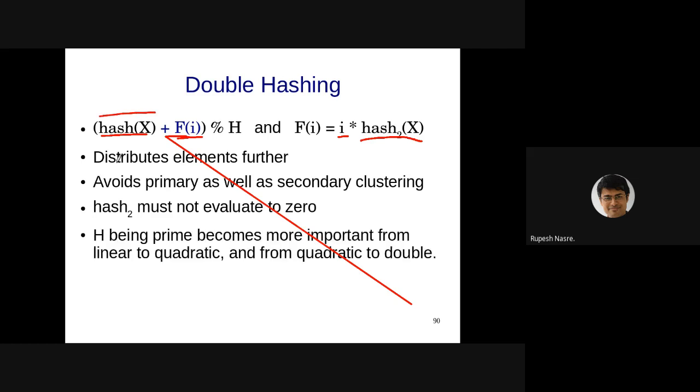So h being prime becomes more and more important from linear to quadratic, right, as we have seen. And it also becomes important that it is a prime number from quadratic to double. And not only that, there are different kinds of primes also. There is a whole branch of mathematics which looks at prime numbers, and it turns out that different prime numbers have different properties. So some of you who are interested might look up that literature, where different prime numbers can give you different distributions. For now, it suffices that we just use a prime number.